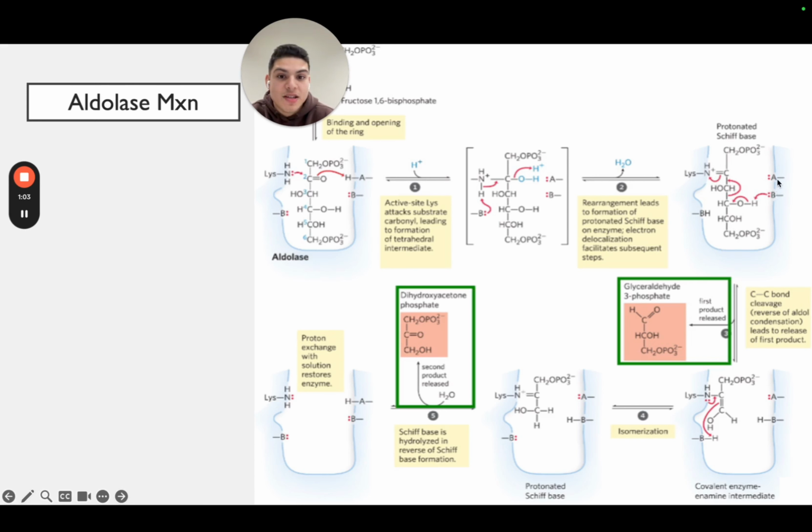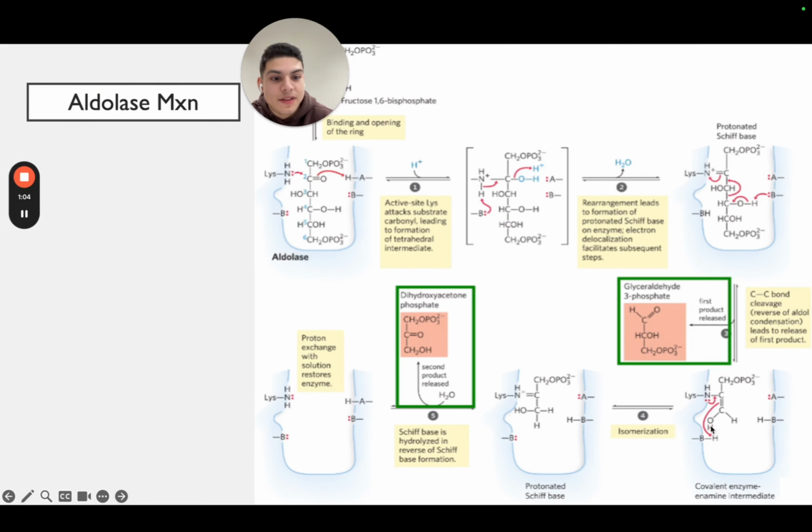And so now with this, you have another basic residue, a different one. You don't need to know the specific amino acid, but it's going to deprotonate the hydroxyl on carbon number 4, and you're going to form this cleavage of your fructose 2,6-bisphosphate. And so from there, you're going to form your glyceraldehyde 3-phosphate product first.